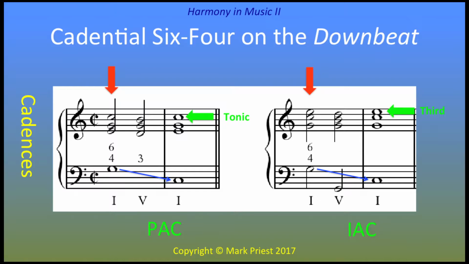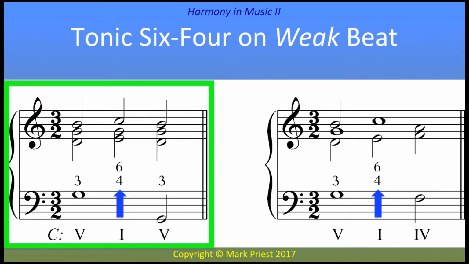When the soprano does not step to the final tonic note, 1st or 8th scale degree, but to another chord tone, the cadence is said to be imperfect. When the tonic 6/4, the second inversion chord, is on an upbeat or weak beat and does not fall on the downbeat, as shown on the left, the cadential or falling feeling is weak.